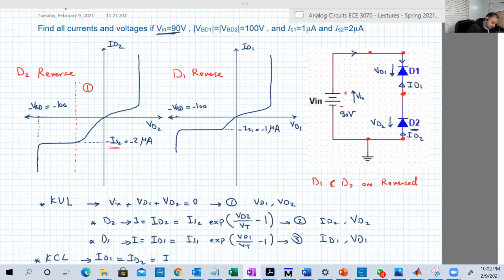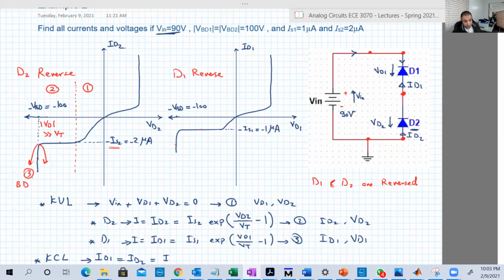Or maybe in region 2, in which the magnitude of VD is much larger than VT. Or maybe in breakdown, let's call it number 3. If we are working in region 1 and region 2, the exponential relation is valid, which is ID equal to IS times exponential of V over VT minus 1.